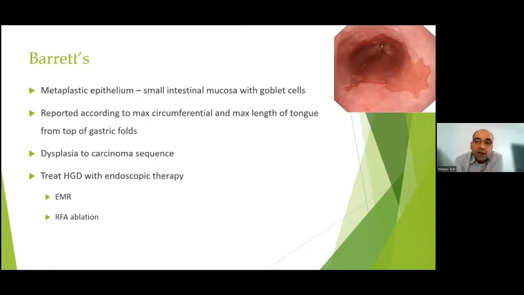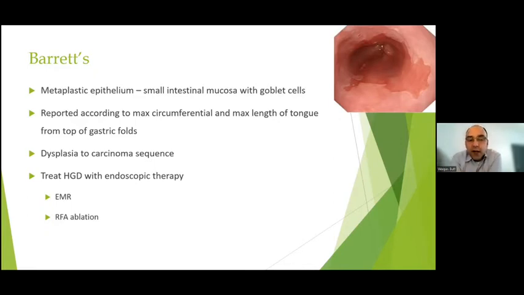But in case of high-grade dysplasia, that needs to be treated, and that can be done with EMR. So if the high-grade dysplasia is localized, you do endoscopic mucosal resection to remove that part of the mucosa and examine it under the microscope to see the depth of invasion. If it is high-grade dysplasia that is confined to the mucosa, then that's enough. You don't need to do anything further.